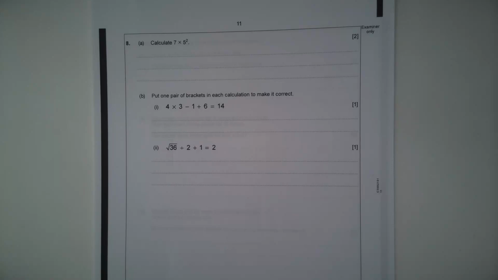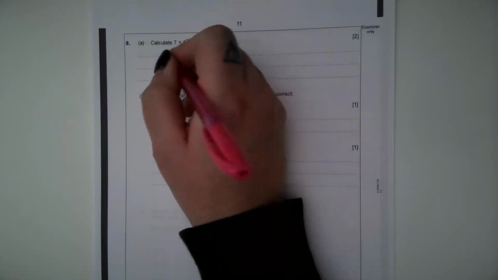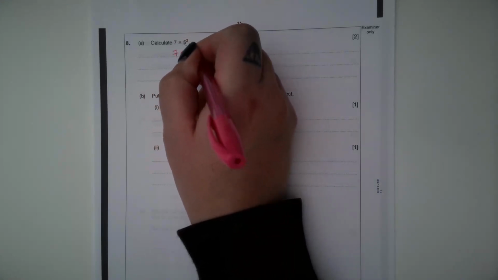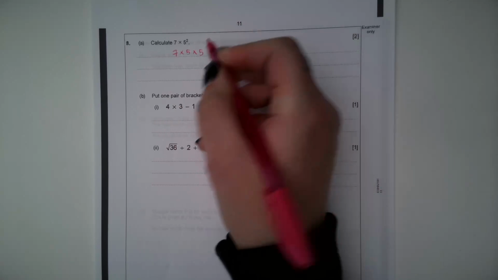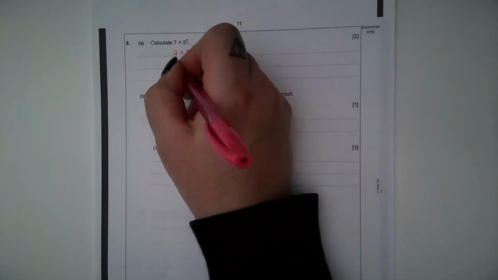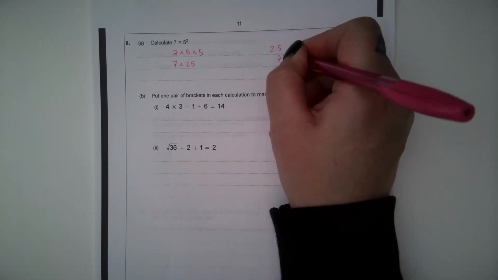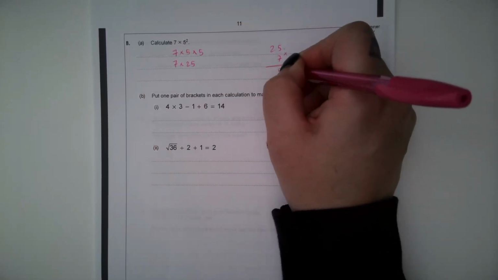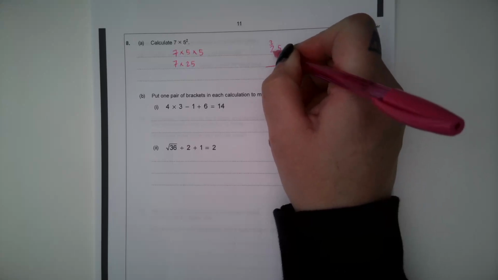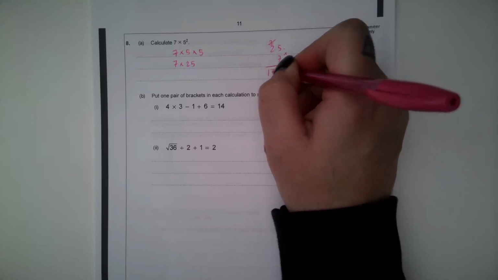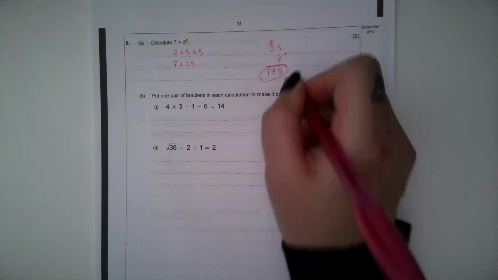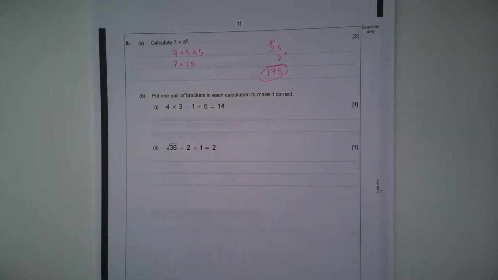Question 8a. Calculate 7 multiplied by 5 squared. 5 squared is 5 times 5, so we're doing 7 multiplied by 5 multiplied by 5. 5 times 5 is 25, so we're doing 7 times 25. 7 times 5 is 35. 7 times 2 is 14. Add the 3 is 17. So 175 is the answer.